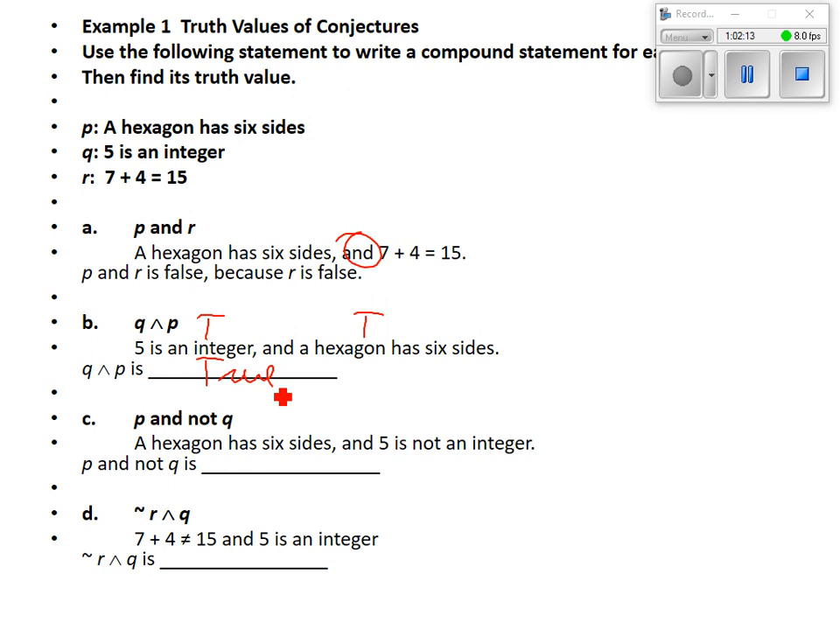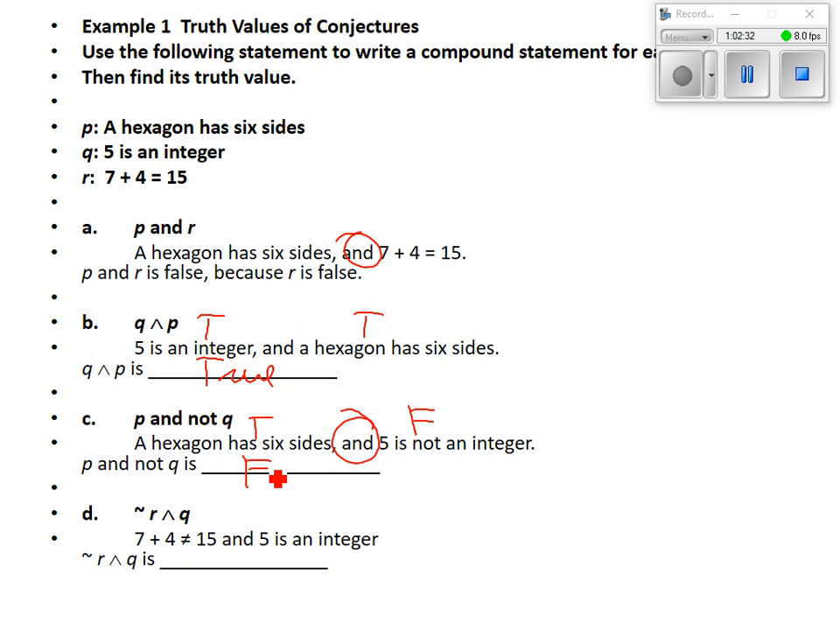A hexagon has 6 sides. True or false? True. And 5 is not an integer. True or false? False. This part's true, that part's false. We got "and" in there. That tells us the whole thing is false.